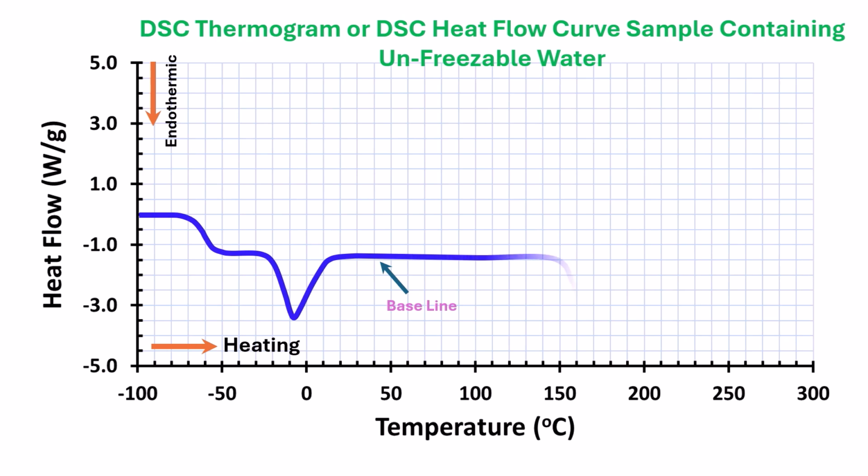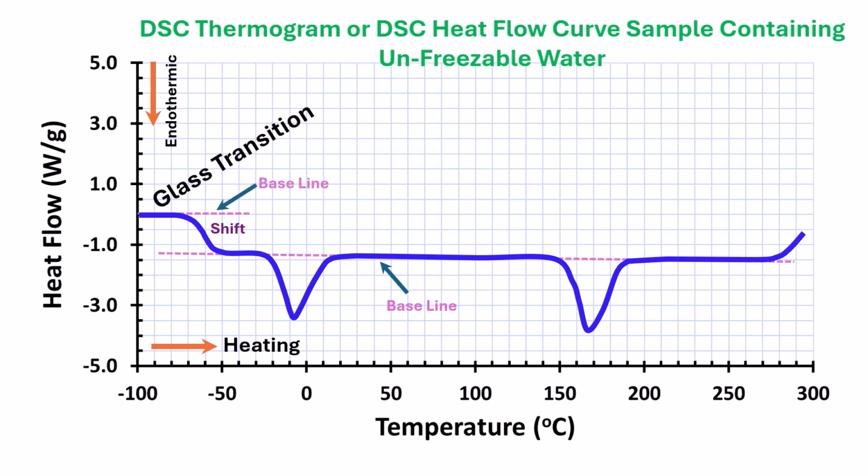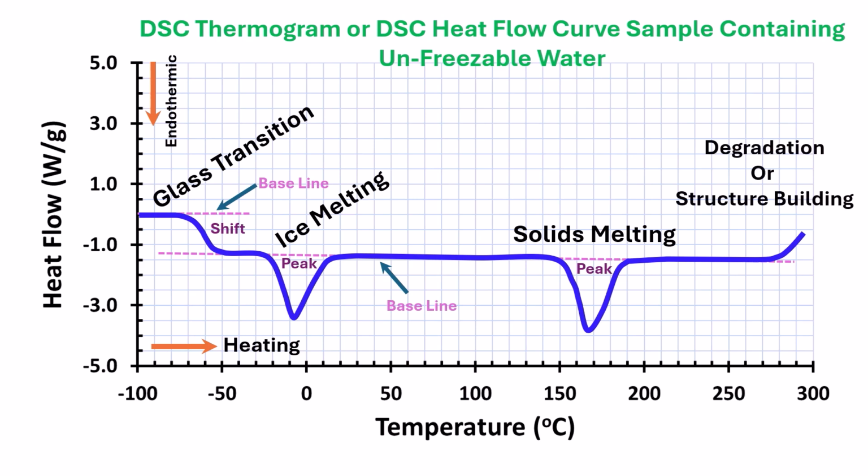DSC heat flow curve for a fresh apple slice shows a shift at low temperature indicating glass transition, then an endothermic peak below 0°C indicating ice melting, then an endothermic peak as solids melting, and then a change in slope indicating degradation or structure building. Analyzing glass transitions is similar to samples containing unfreezable water. Please watch my another video as shown in the description box.